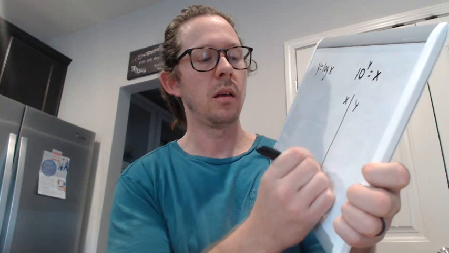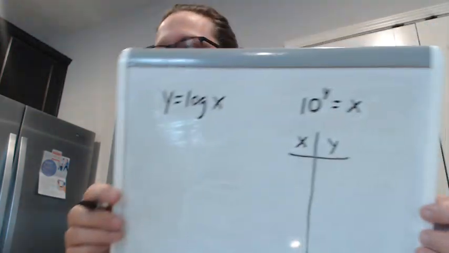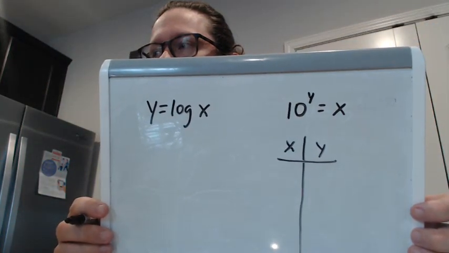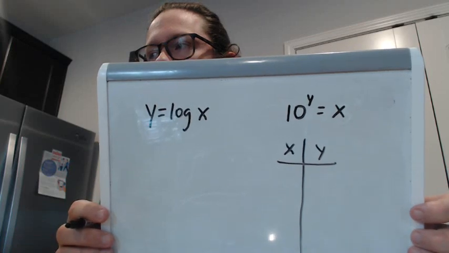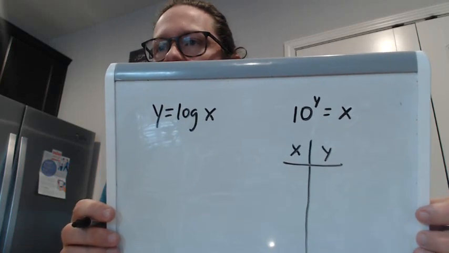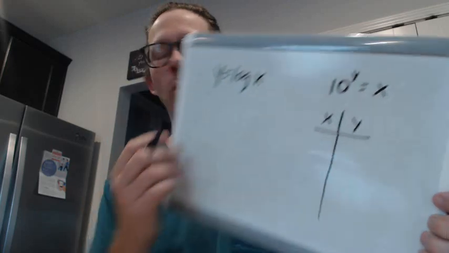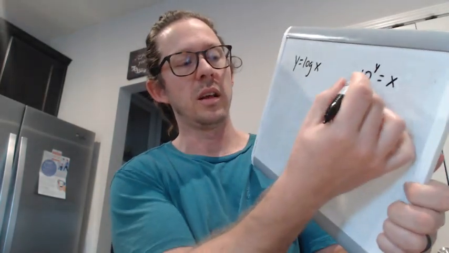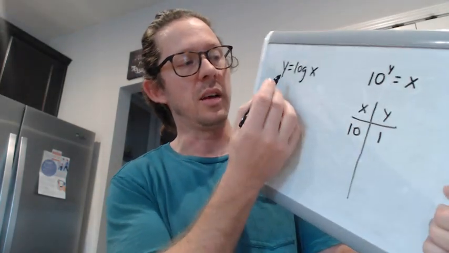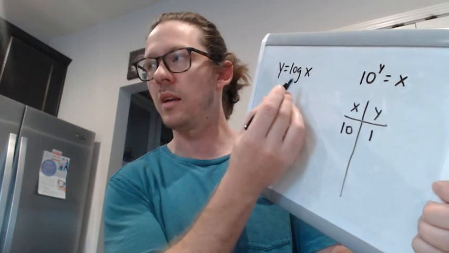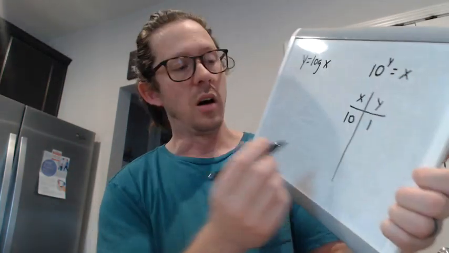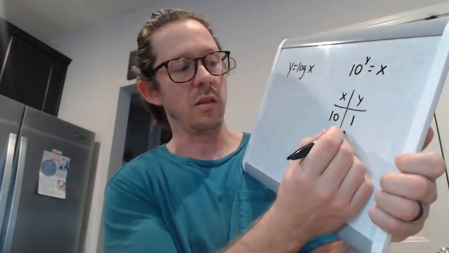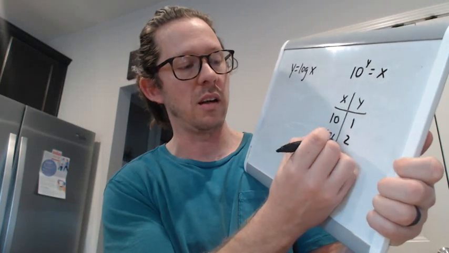So let's make a quick xy chart, right? What's the value for y you want to put in? Let's say 1. Well, 10 to the first would be 10, right? And you could see that log 10 equals 1 because 10 to the first power is 10, right? Well, you can see this one gets really big quick. If I put a 2, you get 100 out, right?